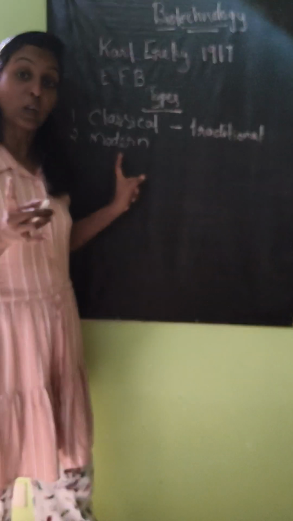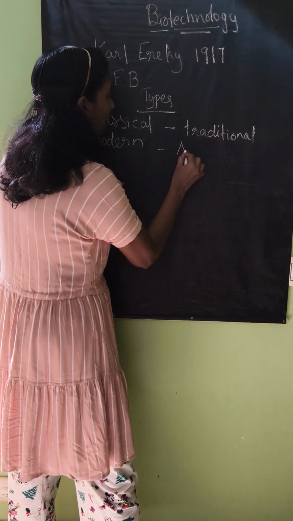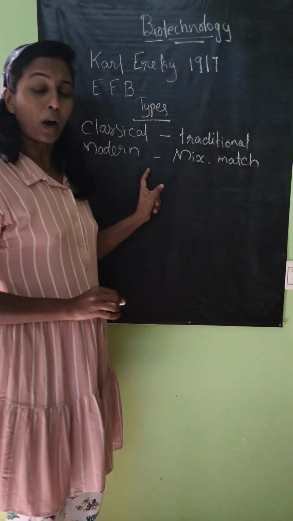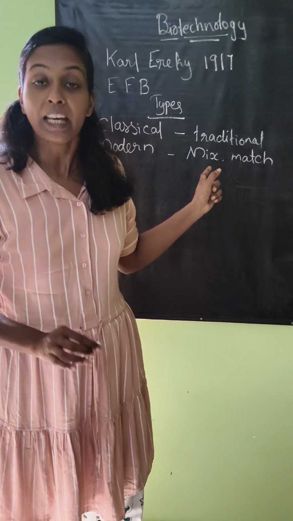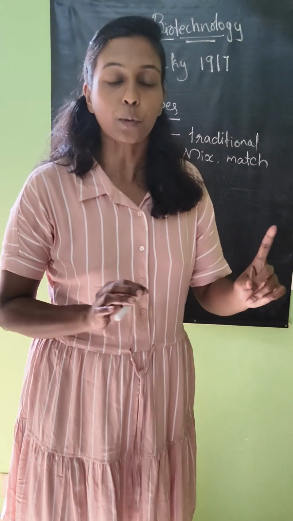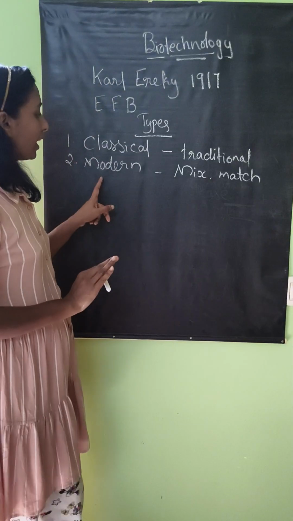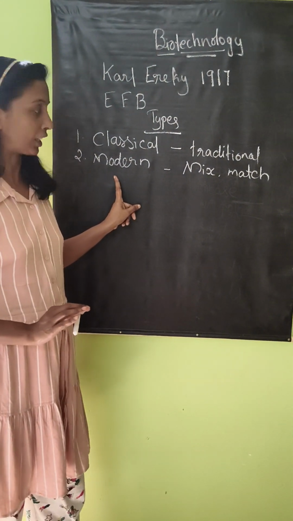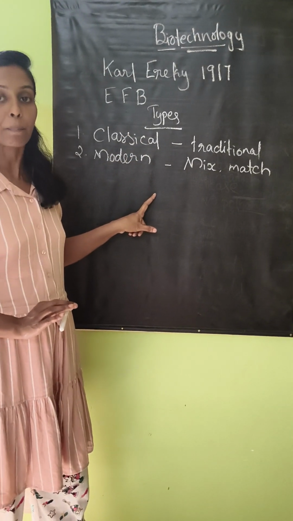Another one is modern biotechnology. It's called a mix and match mechanism. What is the meaning of this? There are different useful products, and some of them are produced by particular genes. So we have to isolate the gene and insert it into another organism so that we can make a large amount of product. That we call modern biotechnology. So these are the different types of biotechnology.